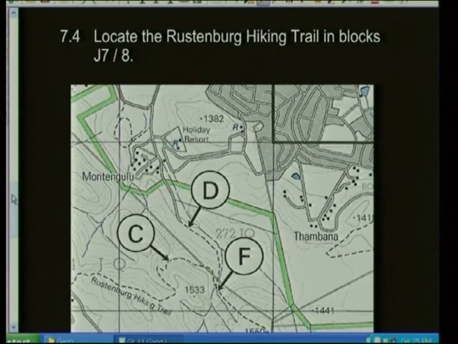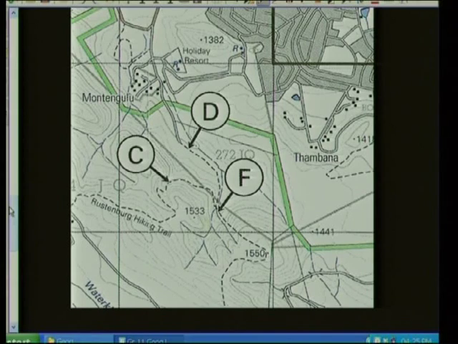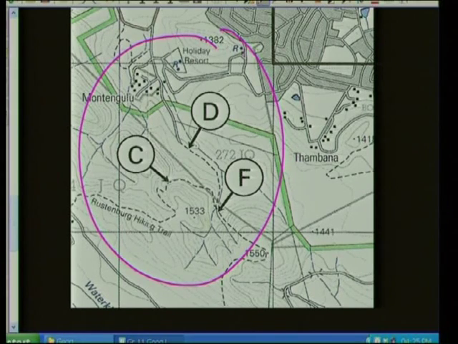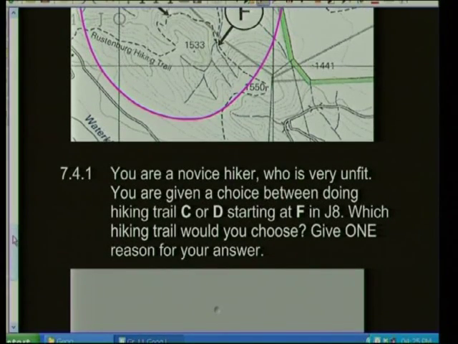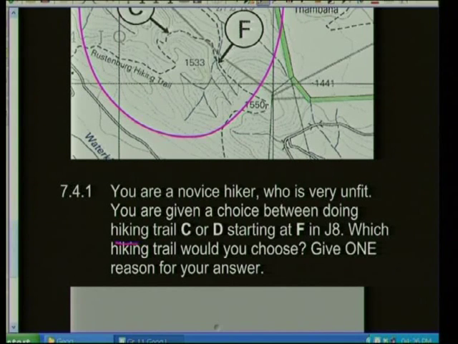Locate the Rustenburg hiking trail in blocks J7 and J8. I'm looking at, there's a play area down here. Okay, and then you are a novice hiker who is very unfit, and you are given a choice of doing a hiking trail C or D, starting at F. Which hiking trail would you choose, and give one reason for your answer?